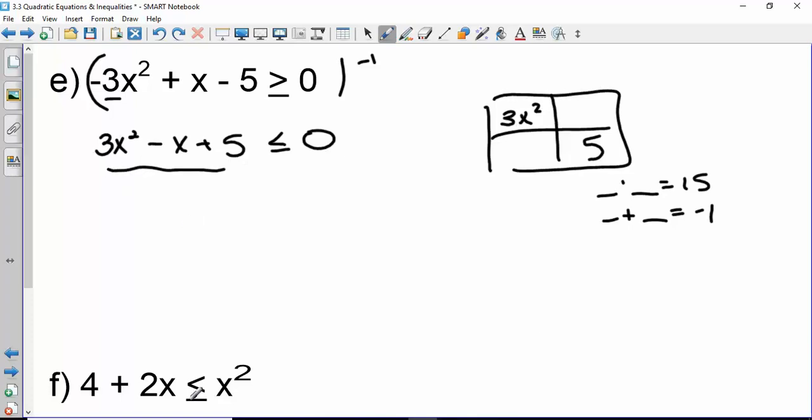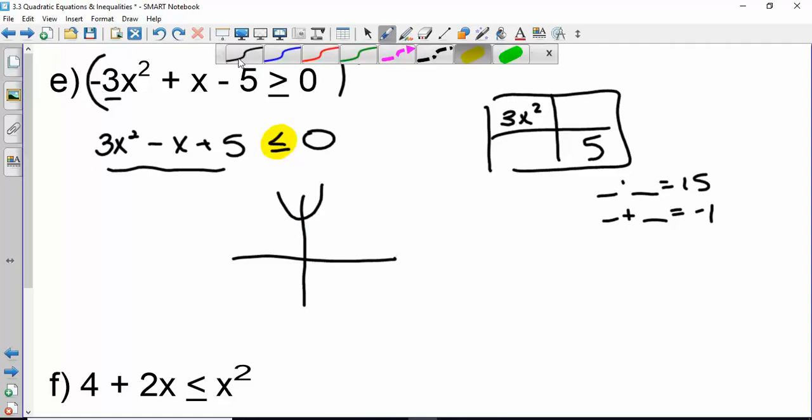Why don't you graph this real quick for me? Grab your calculator. Let's take a look at that graph. When I plug this in, it looks like this, doesn't it? Does this thing ever equal 0? No. Where is this thing less than 0? Never. So no solution.